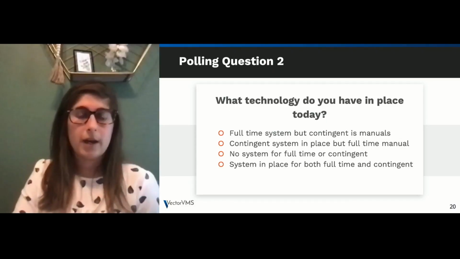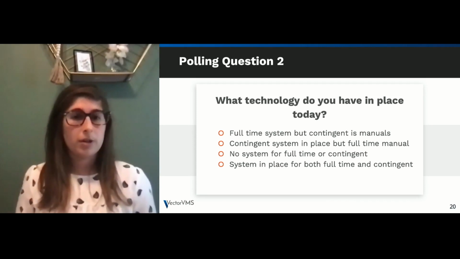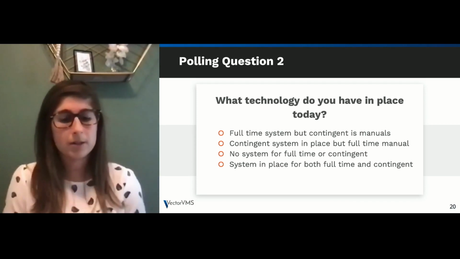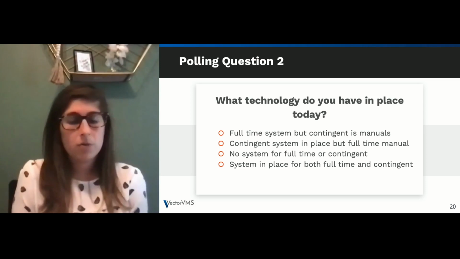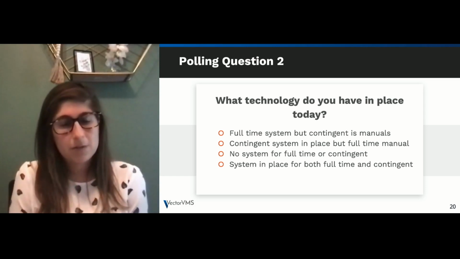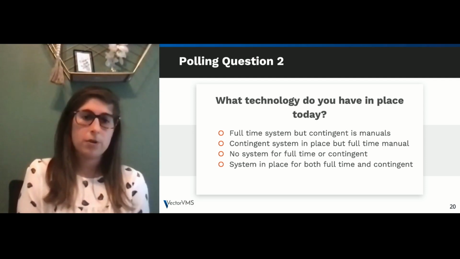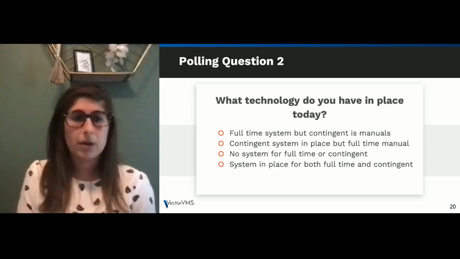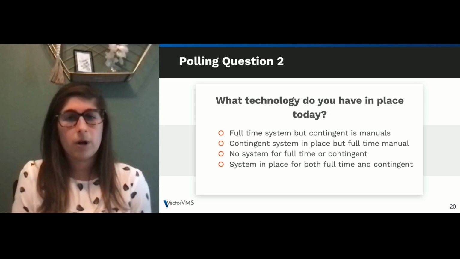So that brings us to our next poll. Where are you seeing that today? What technologies do you have in place today to manage your contingent labor? Are you using a full-time system for recruitment, but contingent is manual? Do you have a contingent system in place, but your full-time is manual? Do you have no technology in place as of now for your full-time or contingent, or do you have a system in place for both full-time and contingent labor management? We'll give it a couple seconds here to get that poll going.